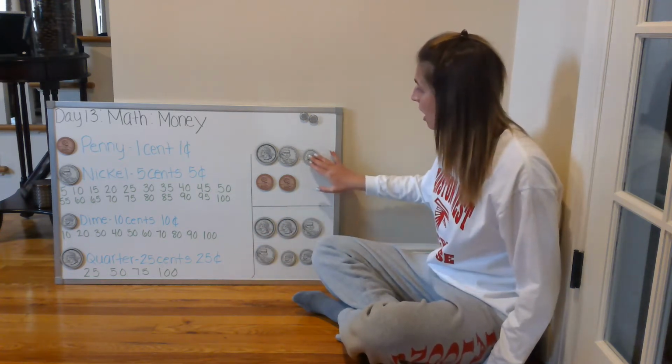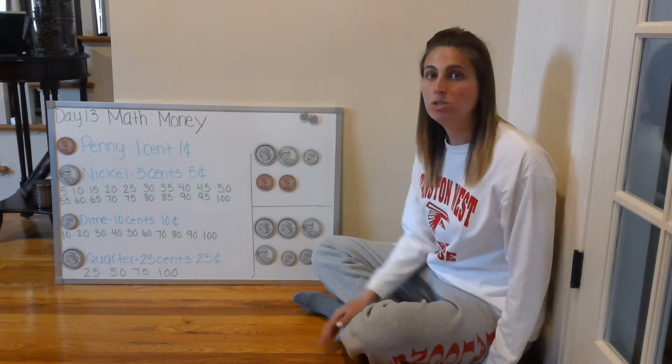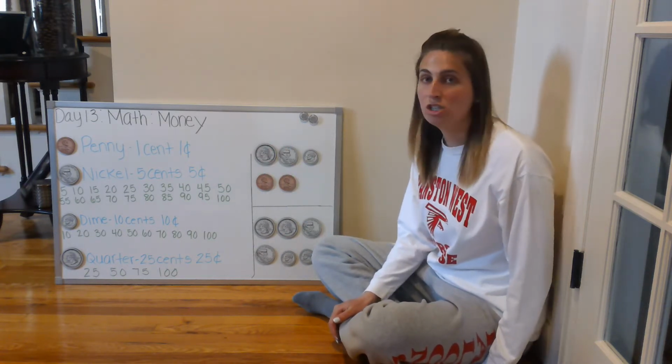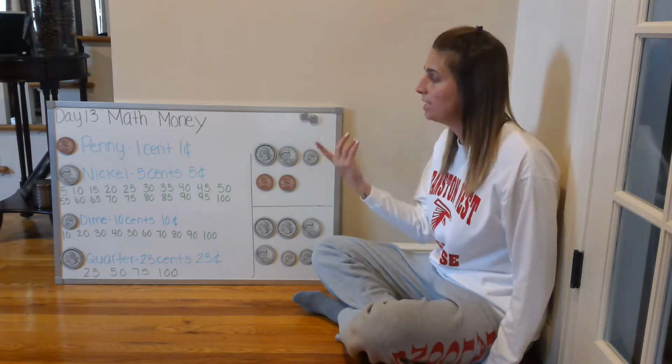Then we're going to solve and calculate how much money I have in both of these groups by using our calculator and identifying each of the coins. So let's begin with identifying each of the coins and their worth.